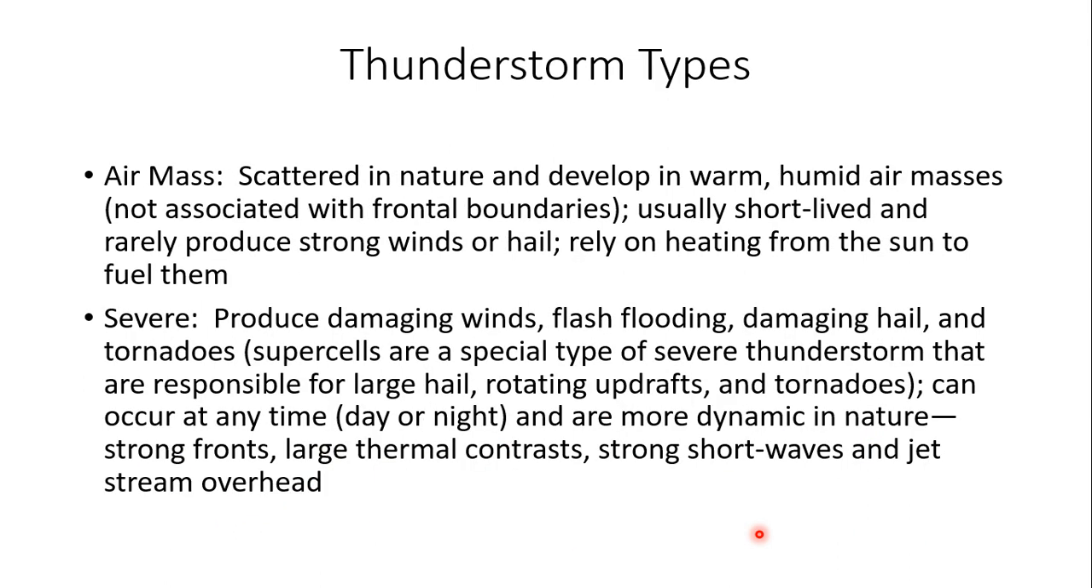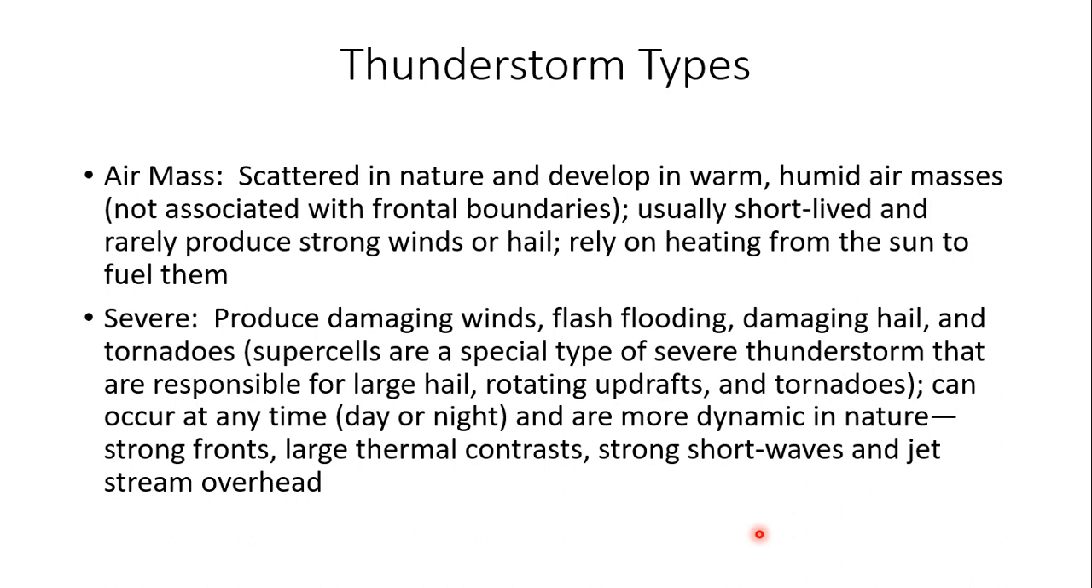Additionally, we talked about the two different types of thunderstorms. Air mass thunderstorms, more scattered in nature on hot summer days, don't really produce much in the way of severe weather. They can produce strong gusty winds, yes. They can produce hail, but they generally rely on heating from the sun to fuel them. Now, severe thunderstorms, on the other hand, produce damaging winds, flash flooding, damaging large hail, and tornadoes.